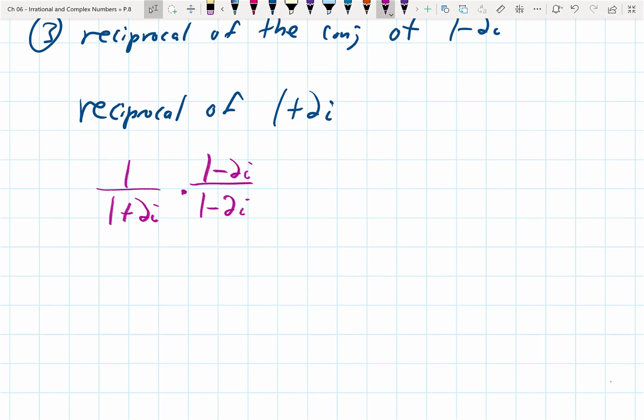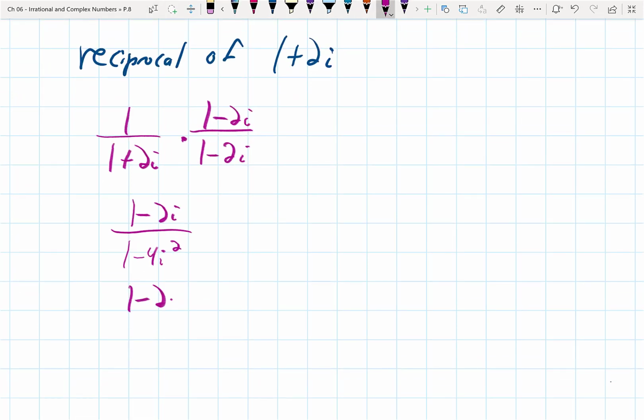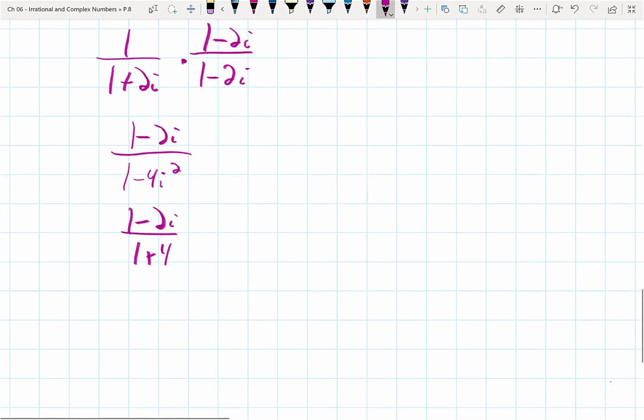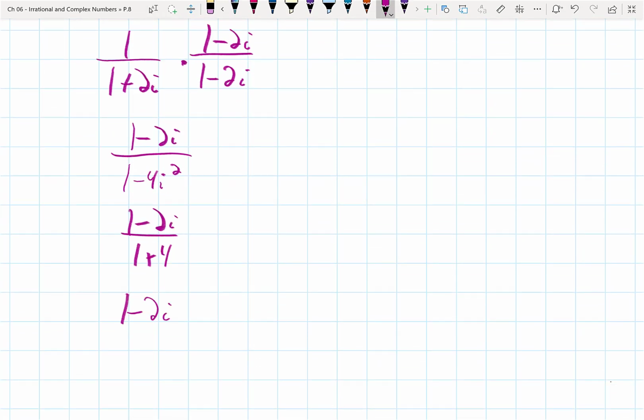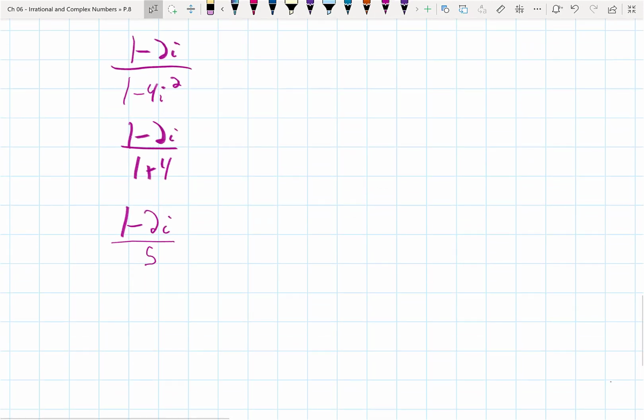So my numerator becomes 1 minus 2i. The denominator becomes 1 minus 4i squared, which is the same as 1 plus 4, which is the same as 5. And we're not going to leave it like that. We're going to split it: 1/5 minus 2/5 i. So that if you were to plot that on a grid, like the front page of your pink homework has, you were going to know exactly to go 1/5 to the right, negative 2/5 down. You would know where it would go.